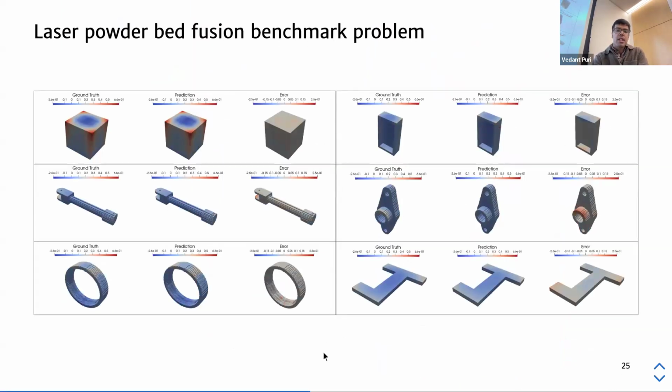Finally, we have generated a data set of laser powder bed fusion simulations where the objective is to predict the displacement field given an input geometry. And we are happy to report that the ground truth and the prediction match almost exactly, and our model produces extremely low errors almost everywhere.